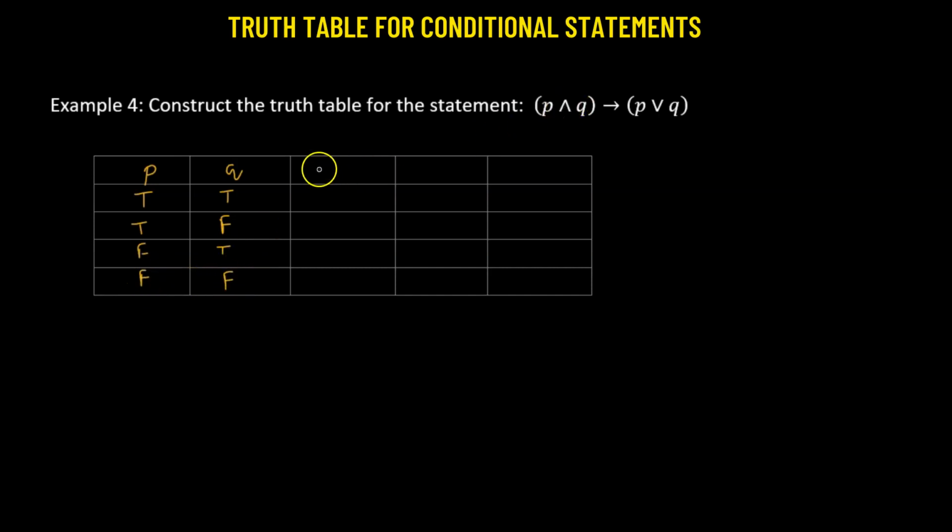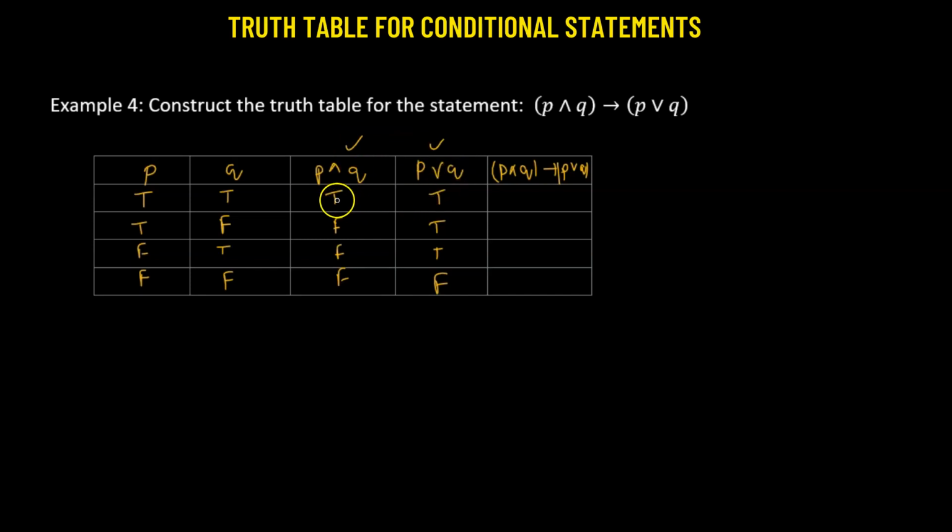So we'll start with finding out the truth value for P and Q, the conjunction between P and Q. This is going to be true only when both of them are true, rest it will be false. Then we find out the disjunction P or Q. This is going to be true for at least one of the values of P and Q to be true, and it will be false when both of them are false. Now we come to the original statement. If P and Q, then P or Q. So that means we'll consider column number 2 and column number 3.